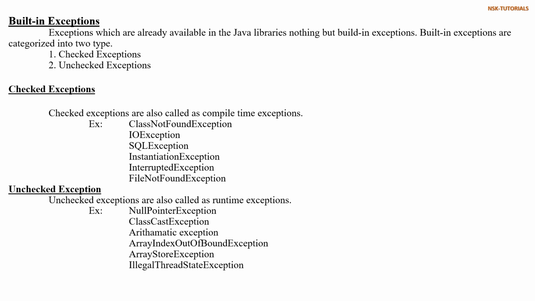The next one is unchecked exception, for example NullPointerException. Until we execute the program, we will not know whether we will face NullPointerException or not. ClassCastException, ArithmeticException, ArrayIndexOutOfBoundsException, ArrayStoreException, IllegalThreadStateException. All these will occur at runtime only. These are checked and unchecked exceptions.